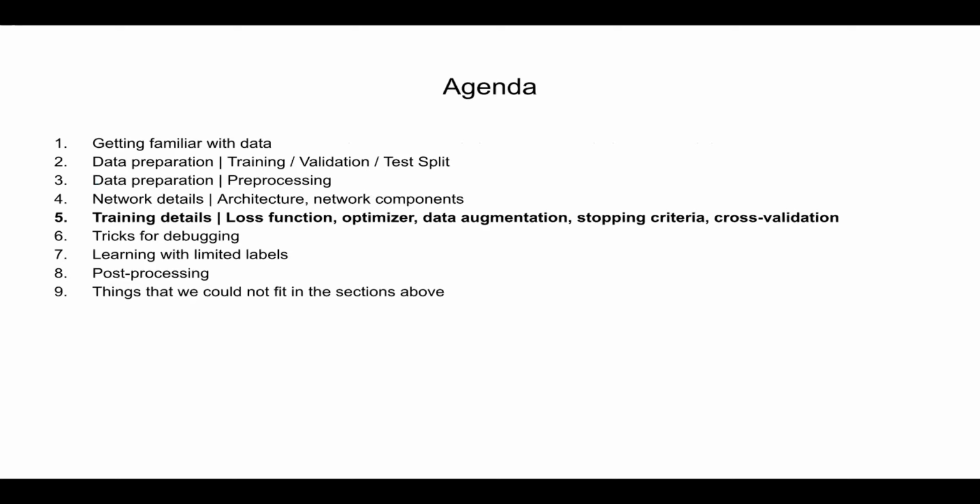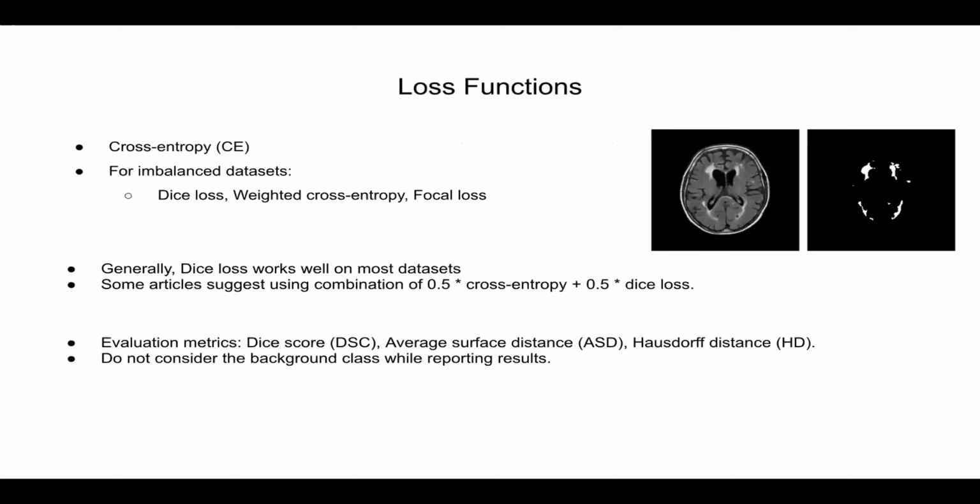Next, we will see some training details. The typical loss function which we use is cross entropy loss, and for imbalanced data sets, one could use dice loss, weighted cross entropy, and focal loss. We have seen that dice loss works quite well on most data sets. Some articles also suggest that combining both the cross entropy and dice loss does better than using one of them. For evaluation metrics, we have dice score, average surface distance, and Hausdorff distance. When you are reporting these values, ideally you should not consider the background class.